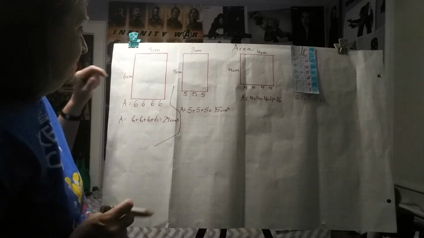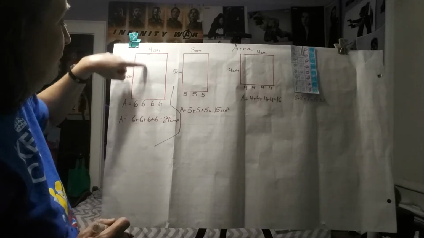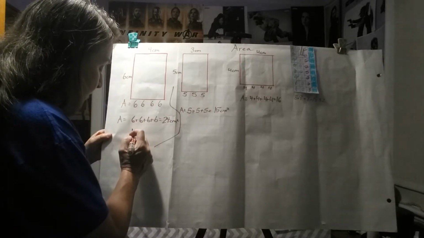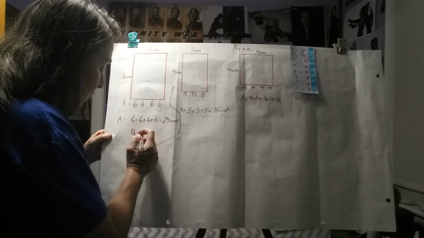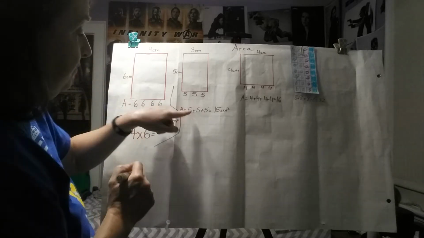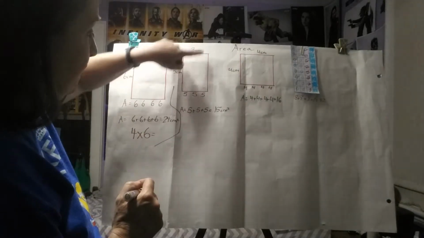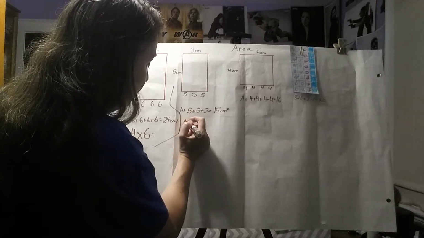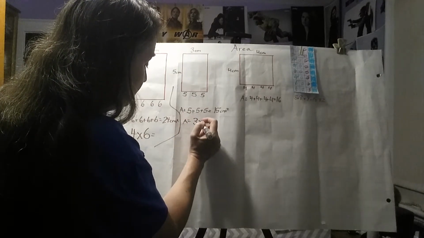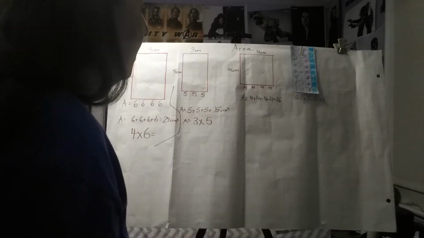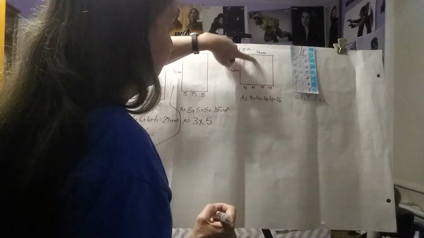That's right. I have 4 rows of 6, and I can write that a better way. 4 rows of 6. Here I have 3 rows. How many are in each row? 5. I have 3 rows of 5. And for my question here, I have 4 rows of 4.